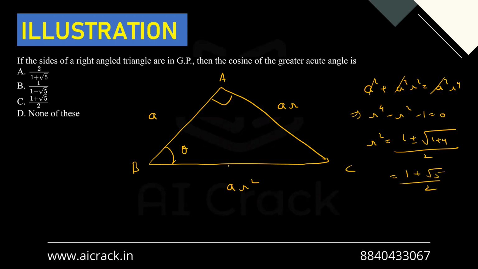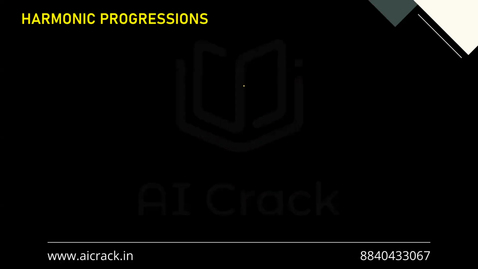Now we have to find cos theta. Cos theta would be a upon ar square, that is 1 upon r square. Now r square is 1 plus root 5 by 2, so 1 upon r square would be 2 upon 1 plus root 5. So A would be the answer.